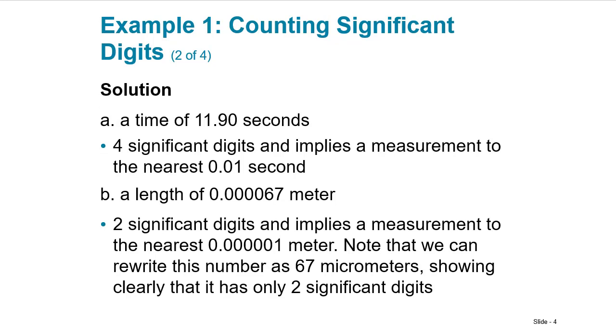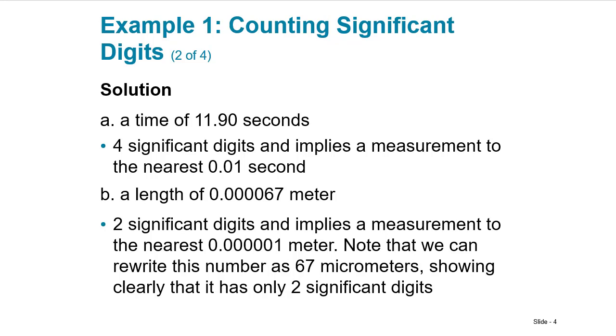So 11.90 has 4 significant digits. The reason that last zero is important is because it tells us how accurate the measurement is. It implies a measurement to the nearest 0.01, or 100th of a second.